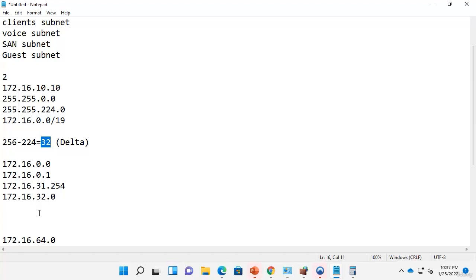This is definitely something that is going to be important. They won't ask you about the whole process, but they ask you about different steps within the subnetting process.